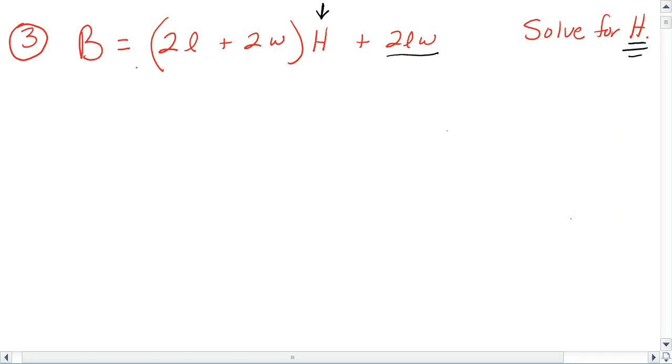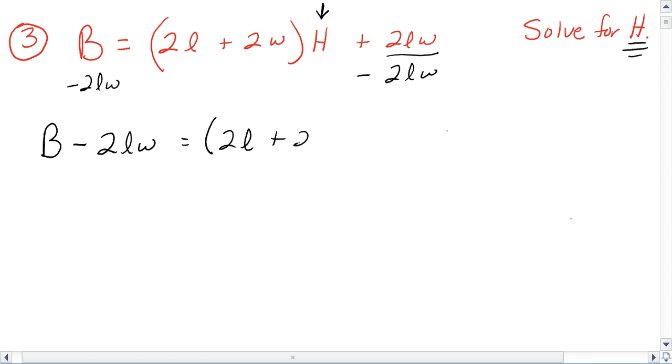In case you can't read my lovely handwriting, this says b equals 2l plus 2w in parentheses times height, or h, plus 2lw. So the first thing I want to do is subtract a 2lw from both sides. Now please keep in mind you can only combine like terms, so most of these you can't combine them. So we simply need to write this as b minus 2lw, and then write what we have left here. That equals 2l plus 2w in parentheses times h.